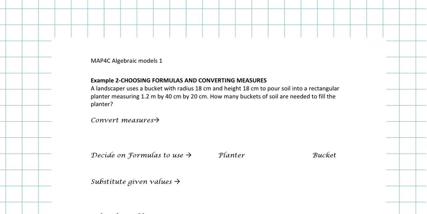So let's read this question together. We have a landscaper who uses a bucket with radius 18 centimeter and a height of 18 centimeter to pour soil into a rectangular planter measuring 1.2 meter by 40 centimeter by 20 centimeter. And the question is, how many buckets of soil are needed to fill the planter?